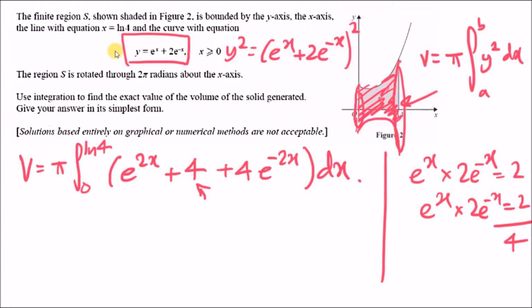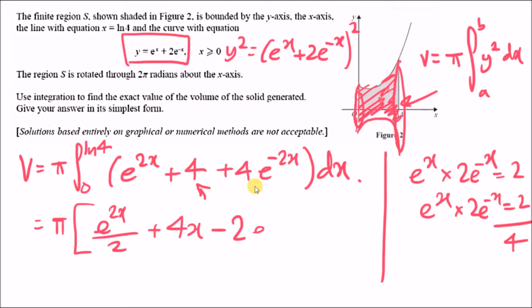Okay, now here comes the easy part. The volume is going to equal the integral, so just integrating this now, which I think is easy. e to the 2x is just going to be e to the 2x over 2, a simple integral. 4 becomes 4x. And e to the negative 2x will drop the negative 2 down, so you have minus 2e to the negative 2x. And this is all from 0 to ln 4. Alright, so that's the basics done. Now you just have to start plugging in values, and we need to find the exact value.